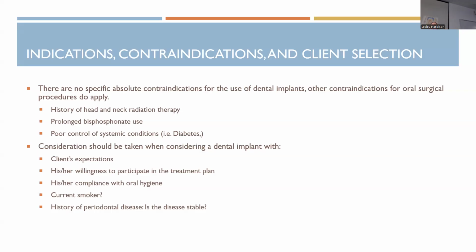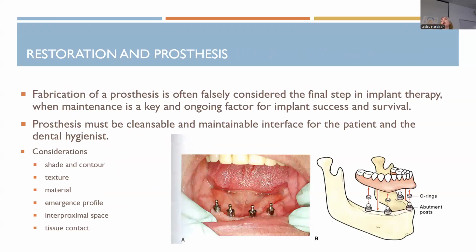Considerations should be taken when considering a dental implant: the client's expectations, his or her willingness to participate in the treatment plan. It's a long process, although sometimes it feels like it's not quite as long as it used to be. Are they a smoker? Are they going to comply with their oral hygiene? A lot of them think, oh, I don't have to clean it. It doesn't get decay. I don't have to do anything. It's like, well, if you lost your teeth for perio and you get an implant, you can lose the implant for perio reasons. So sometimes you really have to push that education because patients just don't always understand that.